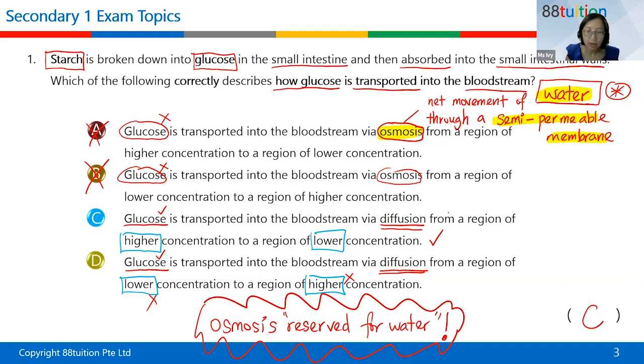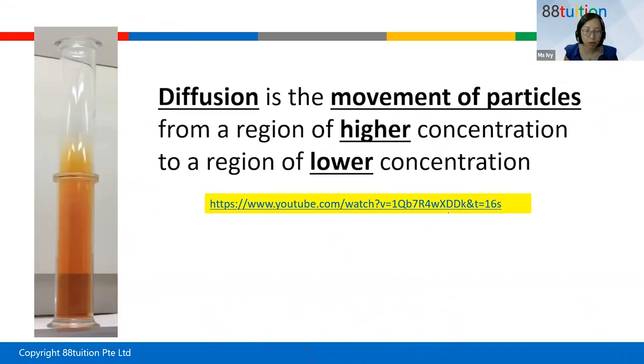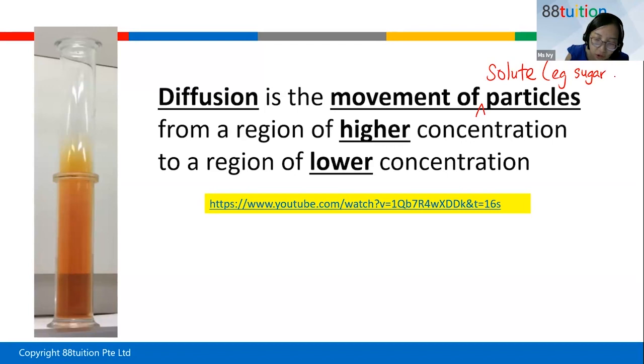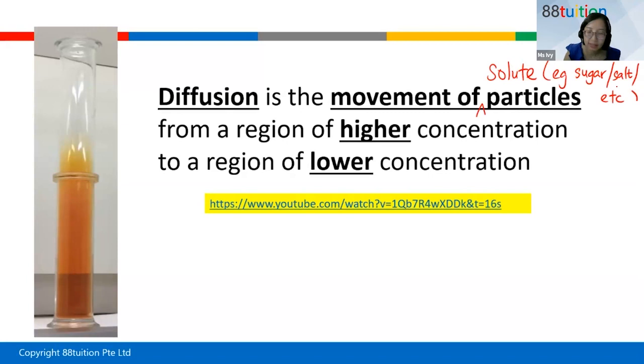Okay. So osmosis is reserved for water. Now, some of you are quite weak for this topic. I have some slides here. So the difference between diffusion and osmosis: diffusion can be anything. Any solute can be sugar, can be salt, can be anything except water. So for example sugar or salt or other things. It can be anything.